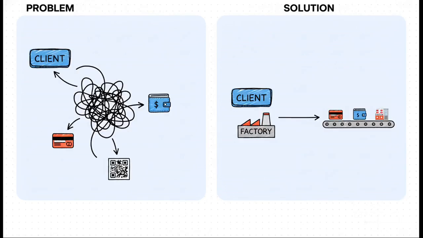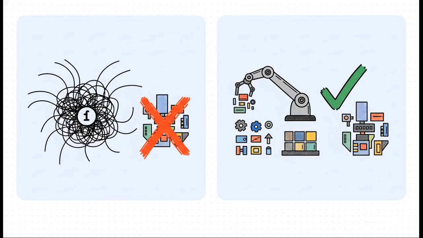Next on our list is the factory pattern. So imagine your code needs to create different kinds of objects, like a credit card payment or a PayPal payment. All that creation logic can get really messy really fast. The factory pattern is your cleanup crew. You just move all that complicated logic into a dedicated factory class. Now your code just says, "Hey factory, I need a payment object." And the factory figures out all the nitty-gritty details. Super clean.